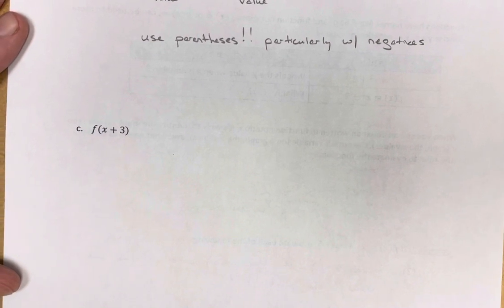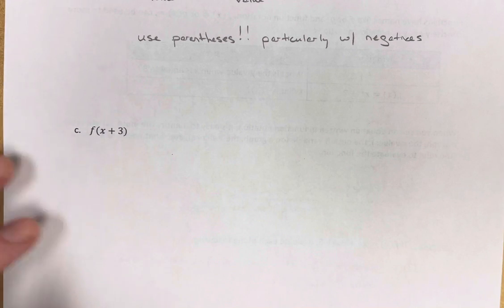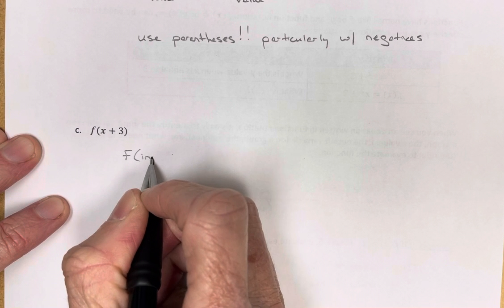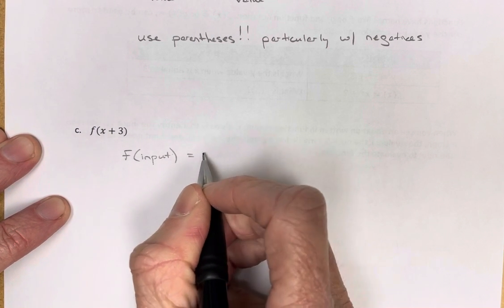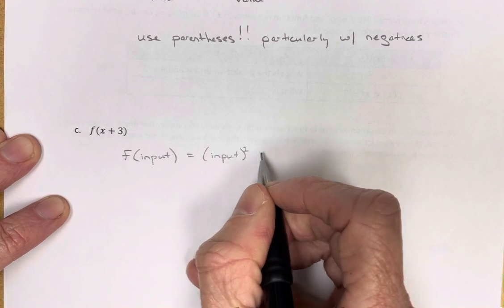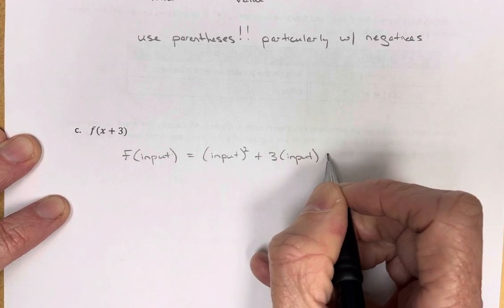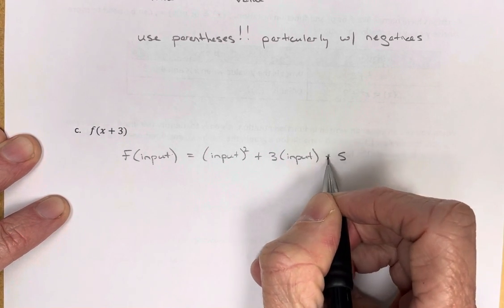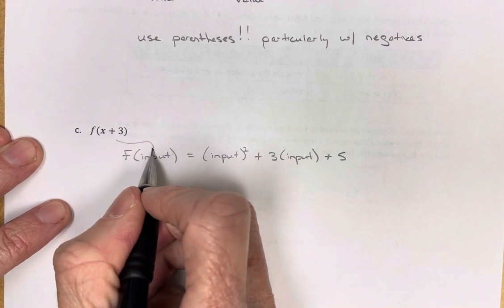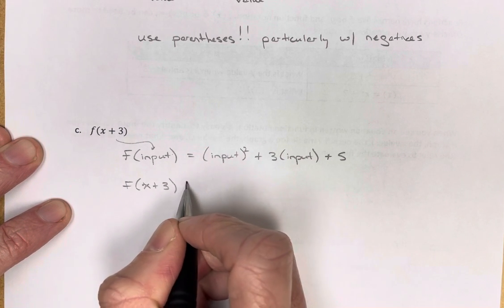This time we're going to input an algebraic expression. We're going to input x plus 3. Okay, so what do we know? Our function says f of the input is equal to the input squared plus 3 times the input plus 5. Okay, my input is going to be x plus 3. So f of x plus 3.